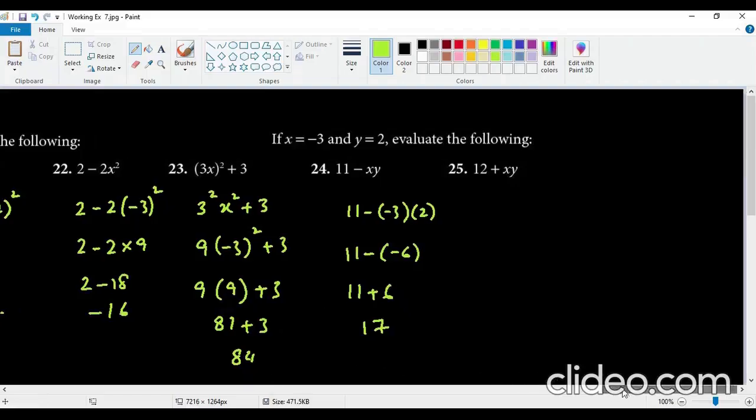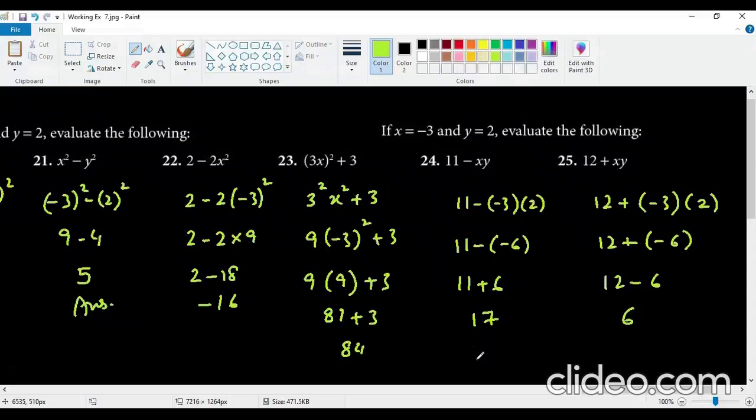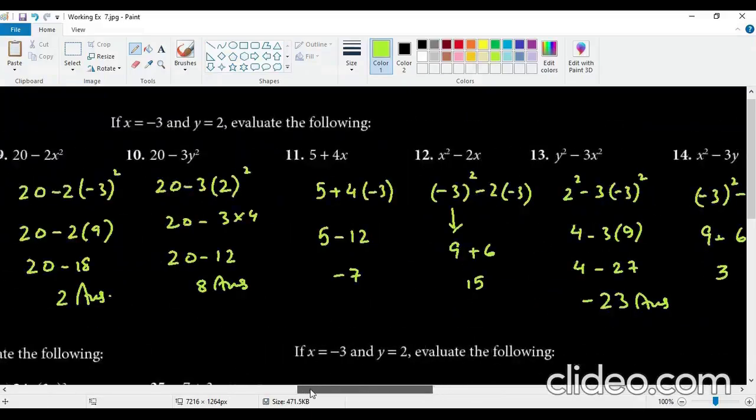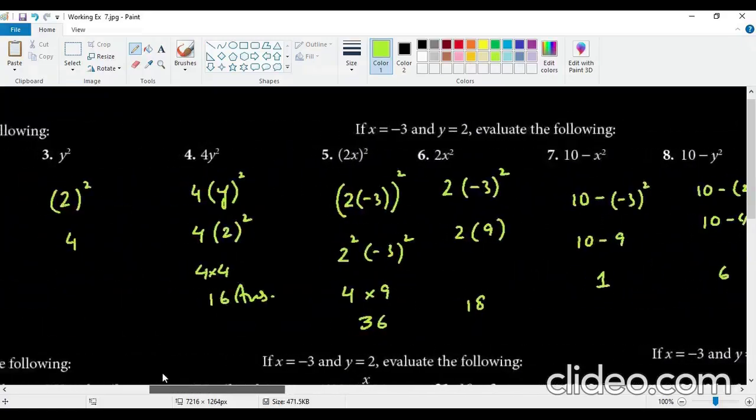Now comes question number 25. It is 12 plus the value of x, which is negative 3, and the value of y is 2. That means 12 plus, and this is going to give you a negative 6. So this is going to give you 12 minus 6 and this is x. Moving on to question number 26. 26 is going to be over here.